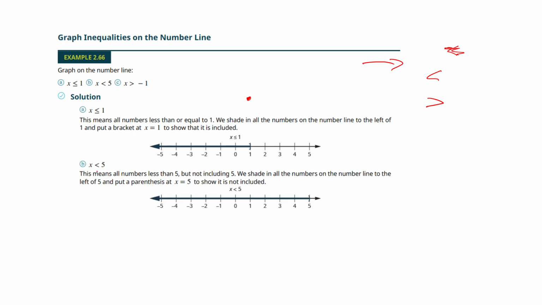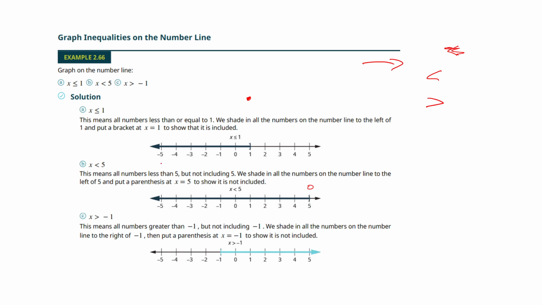Now we want the x's less than 5. We want all the x's less than 5, so our arrow is going this way, but we don't want 5. So if we don't want it, instead of an open circle, what we'll do is a parenthesis. And then lastly, we want the x's greater than -1. So we're going to do a parenthesis, and this time we want the ones that are greater.